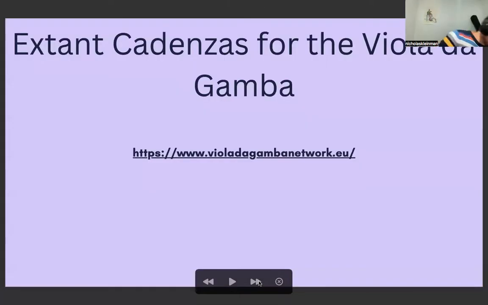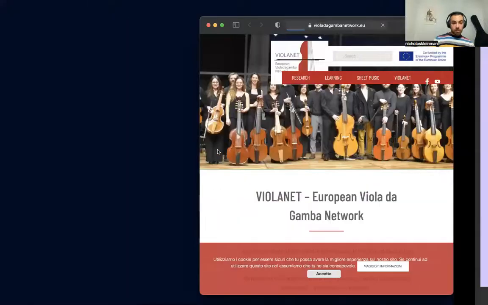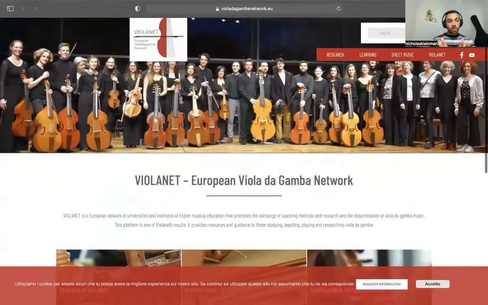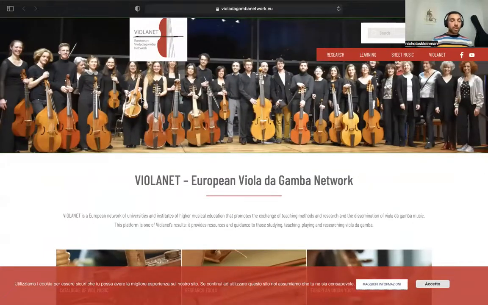So, without further ado, we will look at Gamba cadenzas, like I promised. The catalog that I have compiled is hosted on the Violinette website, which, as far as I've learned, I wasn't here for the beginning of Violinette, but I moved to Salzburg, and I was part of it from the second or third year. It's a really, really wonderful collaboration.